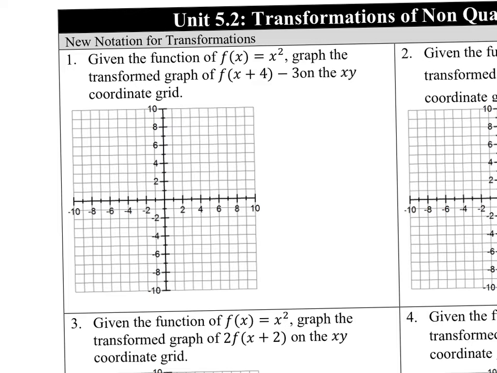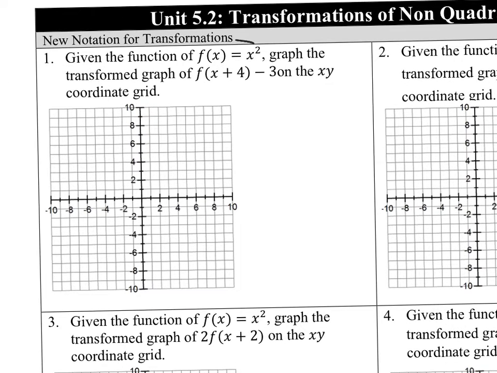Given that the function f of x equals x squared, so they're stating, hey, this is the parent function. Graph the transformed graph of f of x plus 4 minus 3. There's no equation, but there is this notation. And this still matches the rules that we've been doing, okay? If you go look at your notes right now to your rules, this x plus 4 should look like the one that we wrote for h. Hey, that's my h value. Awesome, okay?